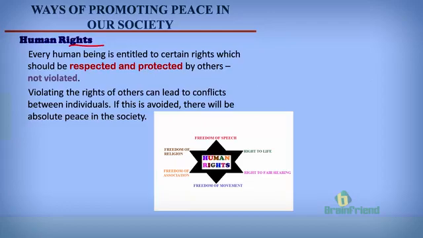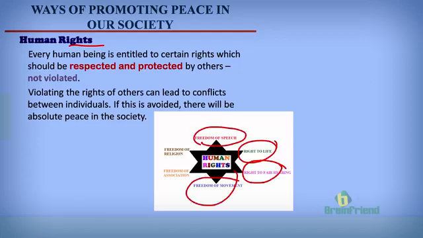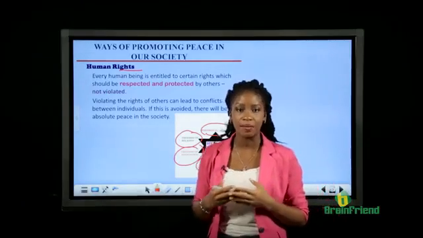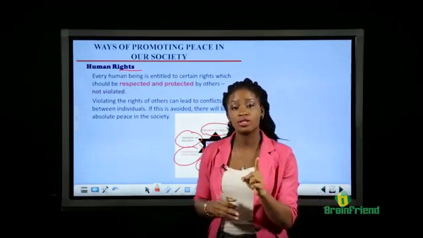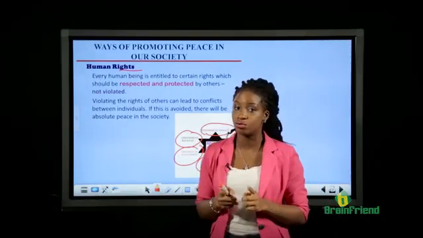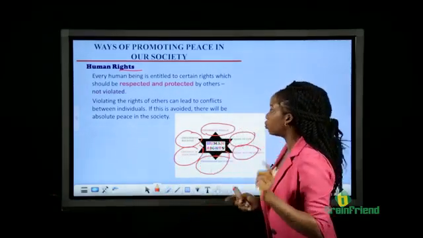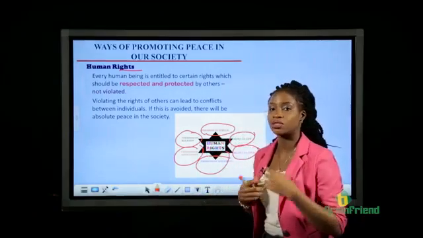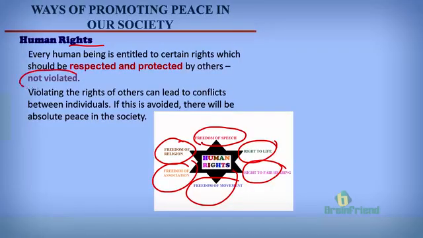Now, every human being is entitled to certain rights. We call them our fundamental human rights. Some of them include freedom of speech, right to life, right to fair hearing, freedom of movement, freedom of association, and freedom of religion. All of these are rights that should be respected by others. As a person, you owe it to your neighbor to respect his or her rights. Same way that person owes it to you to respect your own rights. We should respect and protect the rights of each other and not violate them.